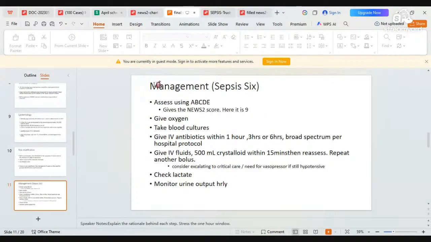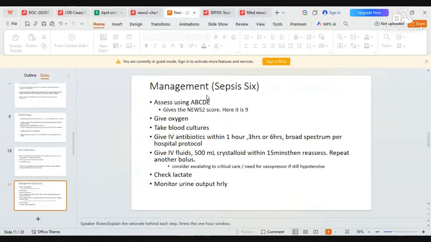All right, so back to our index case. How do you actually manage sepsis? There is a term called Sepsis 6, which is very significant in the management of sepsis. Basically, Sepsis 6 means you give 3 and you take 3. We'll talk about that shortly.